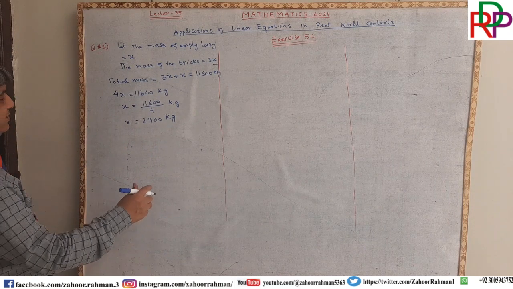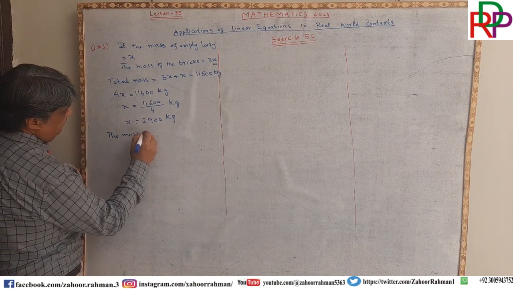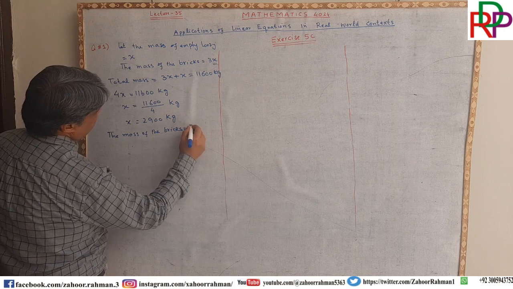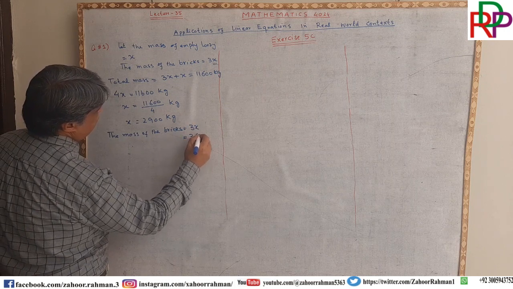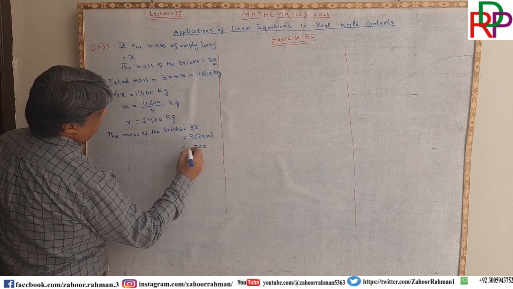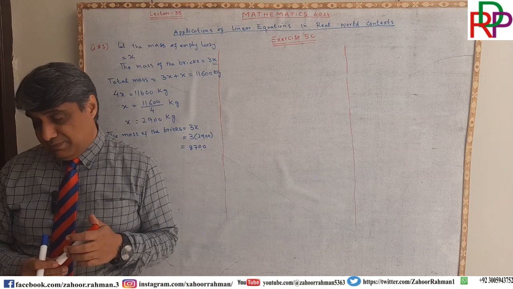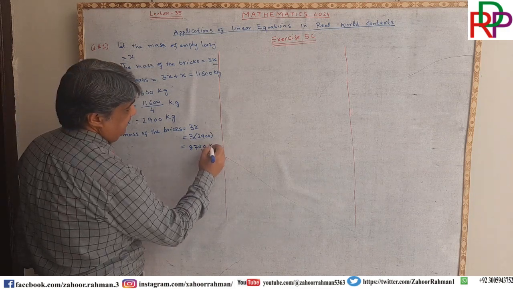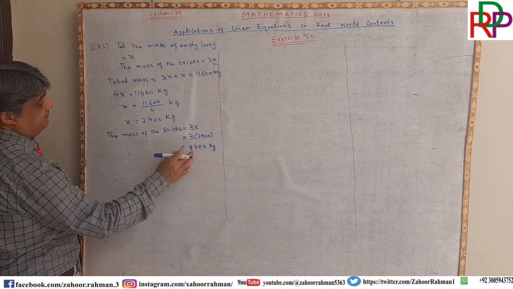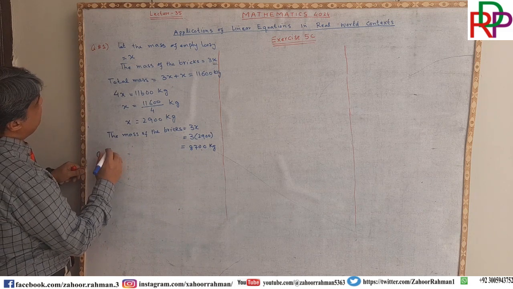Keep this in mind. So the mass of the bricks is equal to 3x, which is equal to 3 into 2,900, which is 8,700 kilogram. That is the answer for the mass, which is what the question was asking.